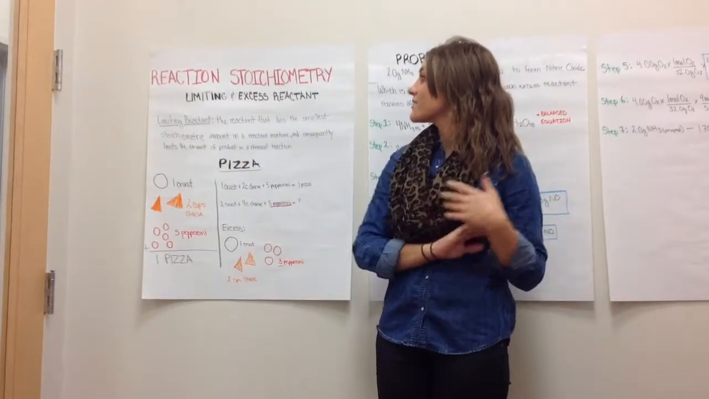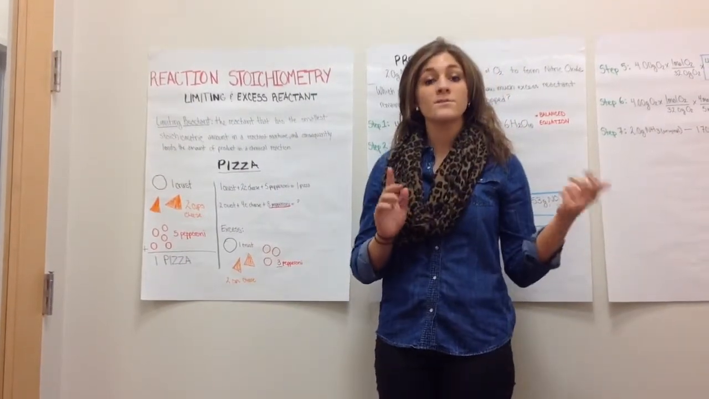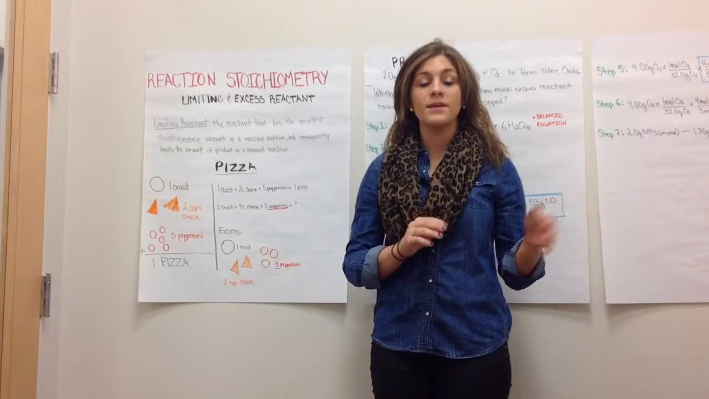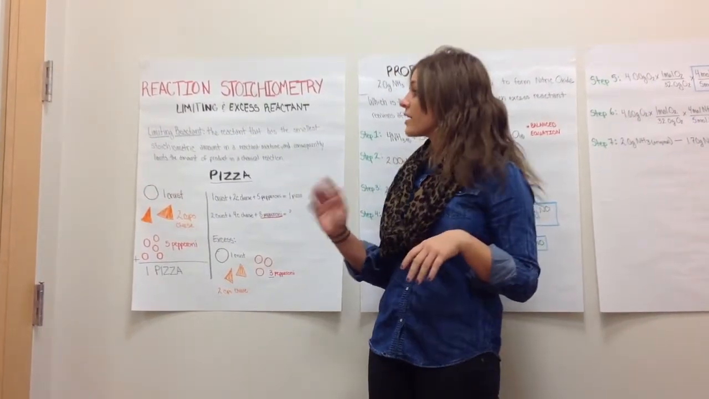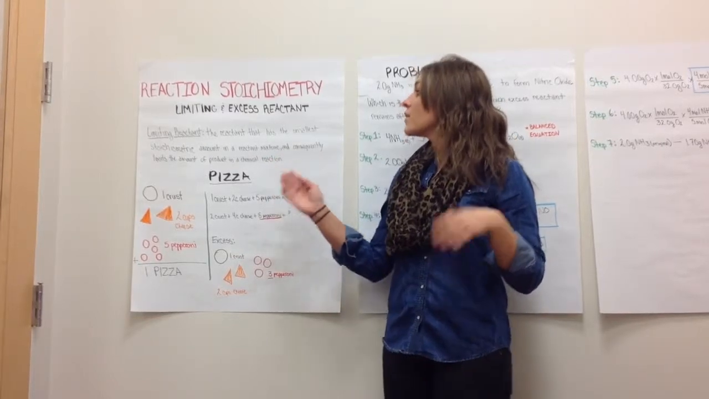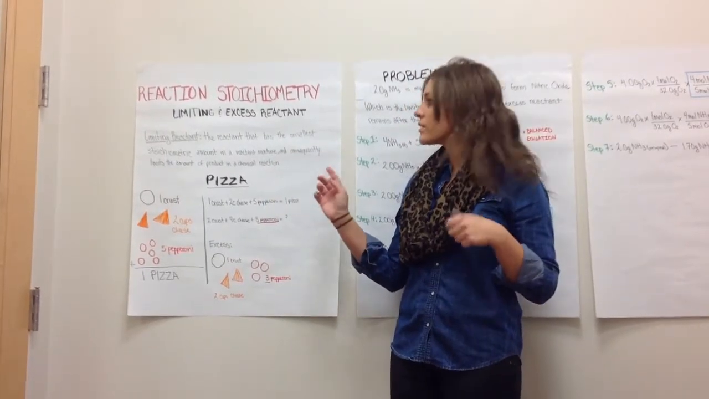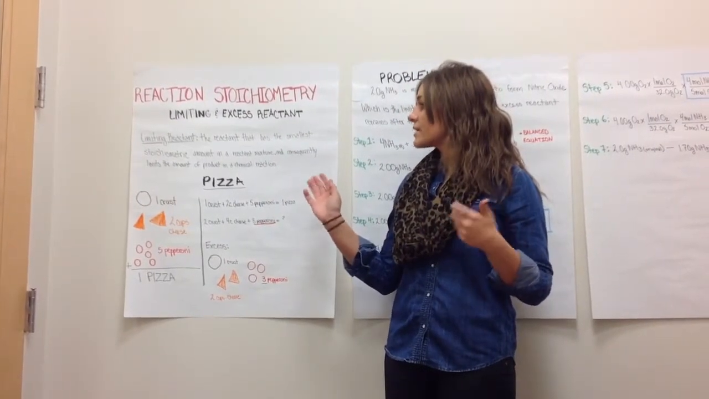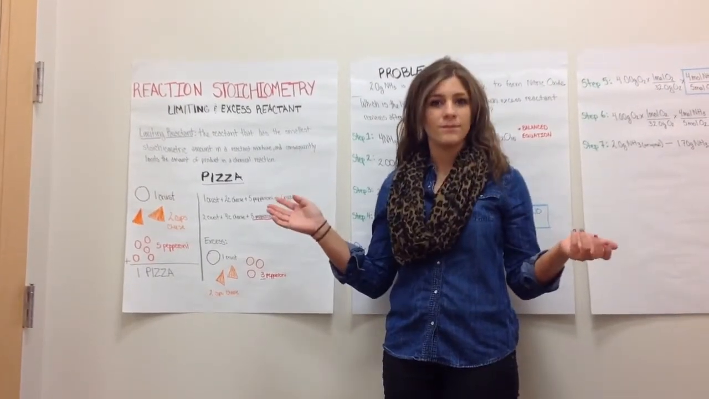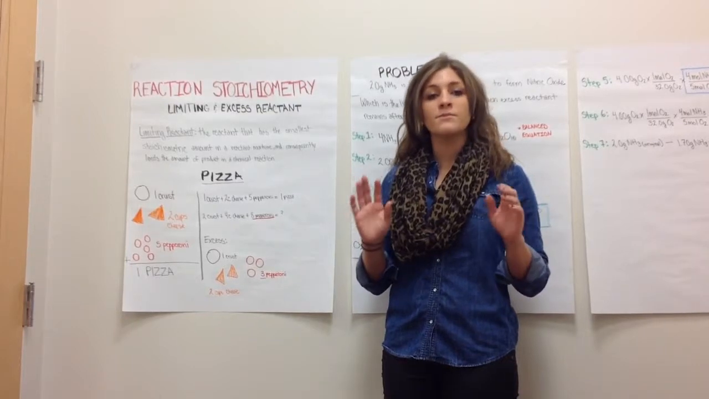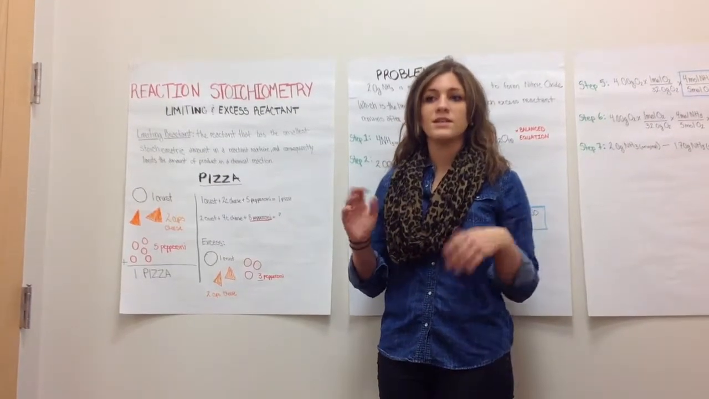Alright, today we're going to be discussing reaction stoichiometry, but more specifically we're going to be discussing it in terms of limiting and excess reactants. So to start, we're going to go ahead and define a limiting reactant, which can be defined as the reactant that has the smallest stoichiometric amount in a reactant mixture and consequently limits the amount of product in a chemical reaction.